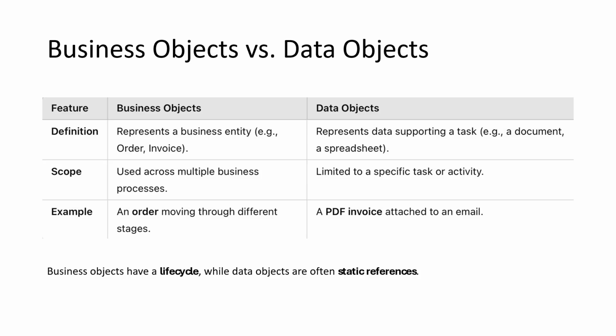Scope of a business object is used across multiple business processes, and scope of data objects is limited to a specific task or activity. Example for business objects, an order moving through different stages, and example for data objects, a PDF invoice attached to an email. Business objects have a life cycle, while data objects are often static references.